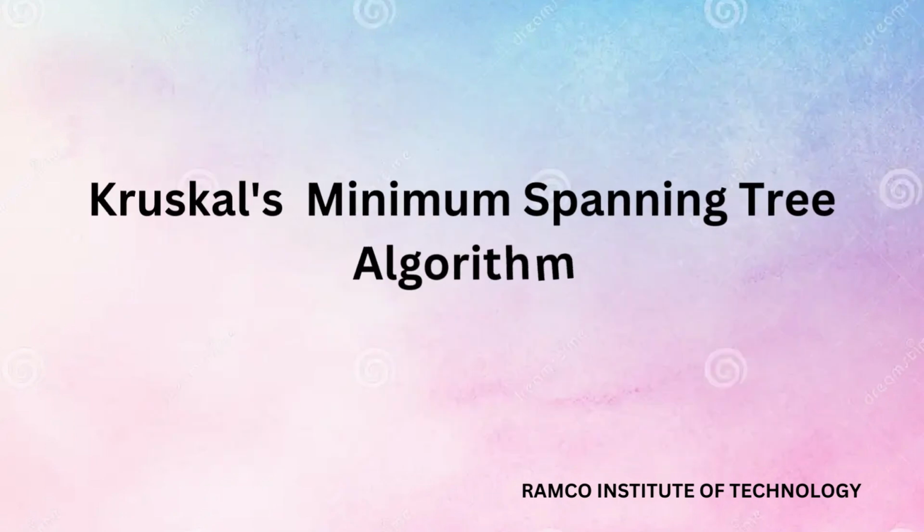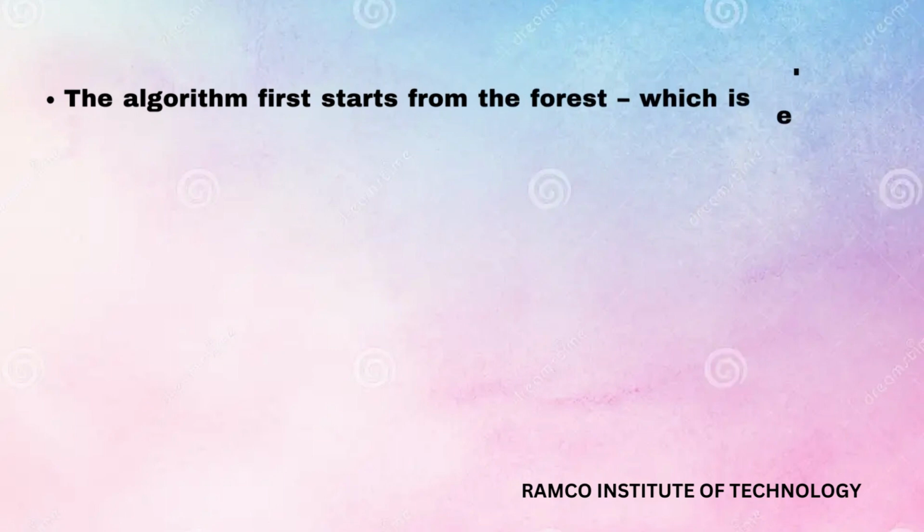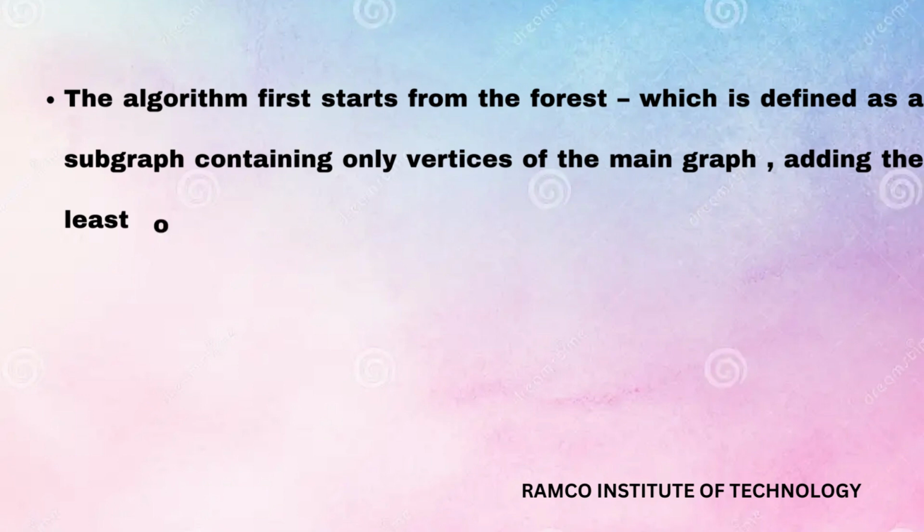Let's see the Kruskal's minimum spanning tree algorithm. The Kruskal's minimum spanning tree algorithm is one of the efficient methods to find the minimum spanning tree of a given graph. The algorithm first starts from the forest, which is defined as a subgraph containing only vertices of the main graph, adding the least cost edges until the minimum spanning tree is created without forming any cycle.